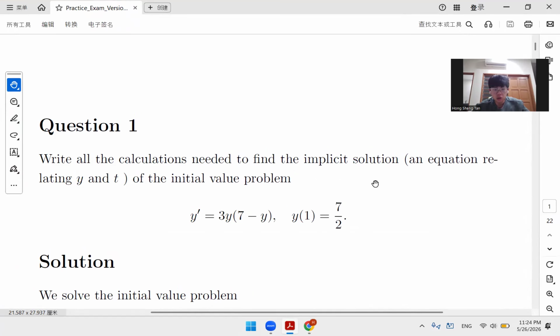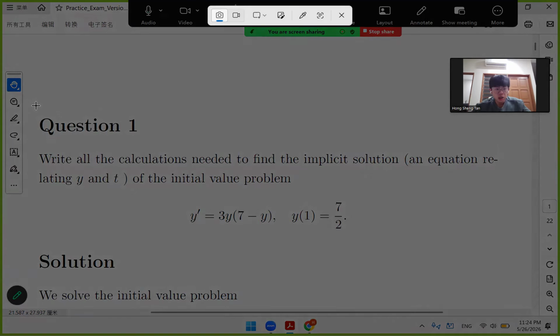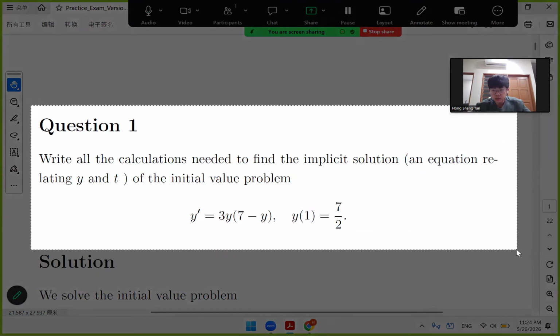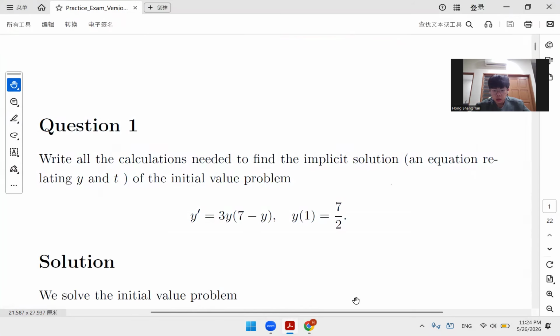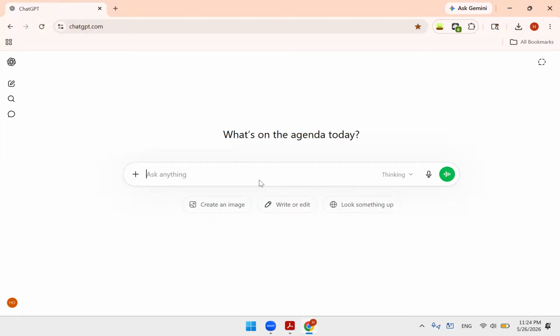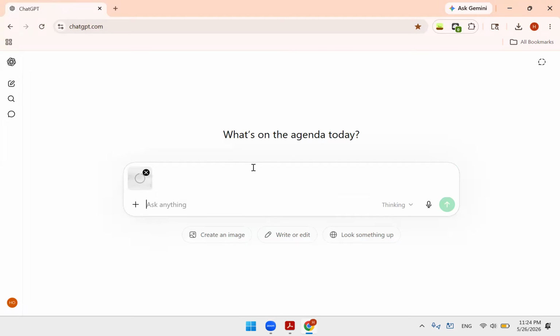Here is a question from the undergraduate ODE course, ordinary differential equations. Let's first screenshot the question. Now that we have the screenshot, let's give the question to ChatGPT and start doing the prompting together right now. Here is my prompt.